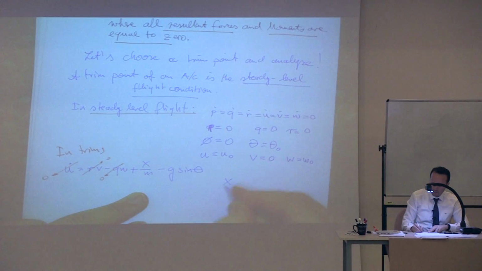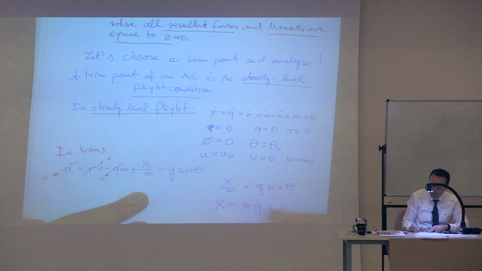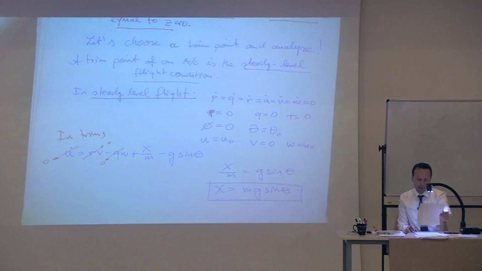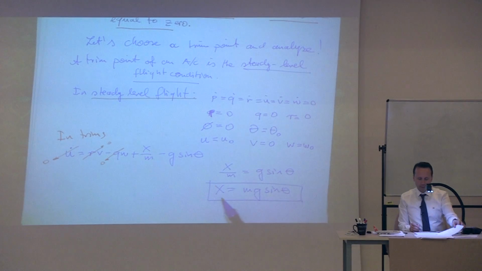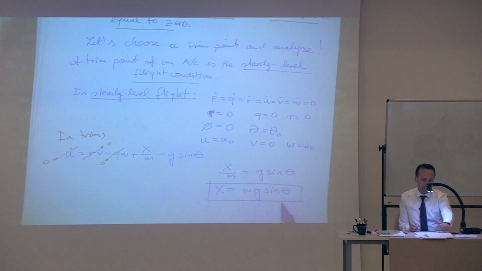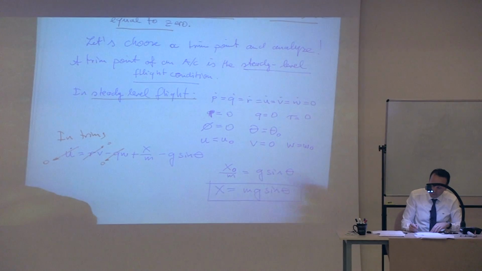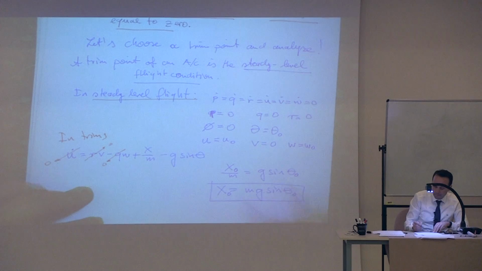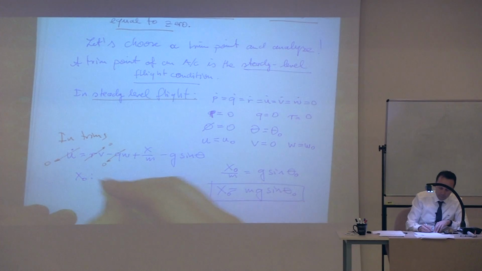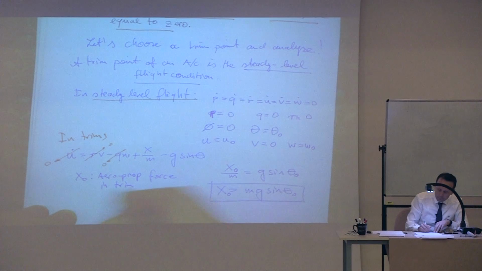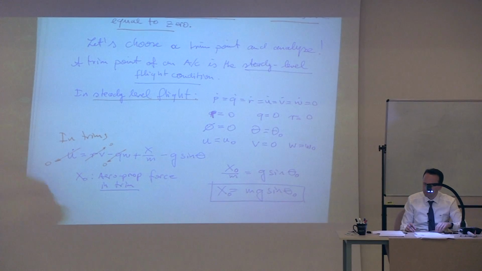So what you have here is that x divided by m is equal to g sine theta. So x must be equal to mg sine theta in trim. Which basically means that the aeropropulsive force has to counteract the weight. And this is, of course, in trim. We know these are trim numbers. So x0 is the aeropropulsive force in trim. And so is theta 0. They are all in trim.